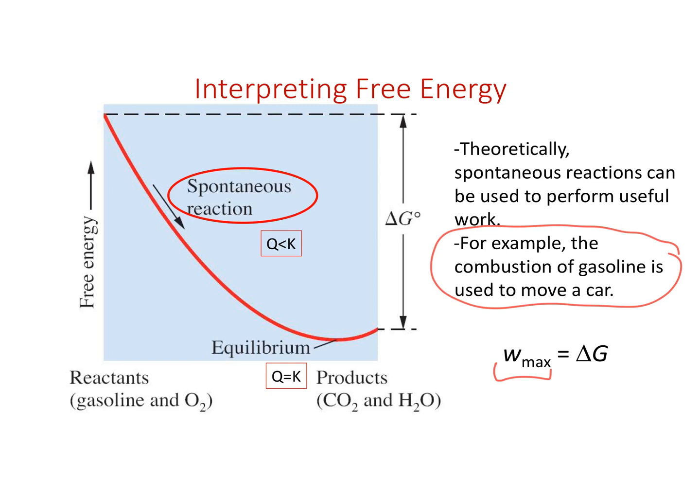And that's for spontaneous reactions, right, where we're moving downhill. This is spontaneous. We're releasing free energy. Let's take that free energy and put it to work by moving our car down the road, or moving our car, right, up a hill. So we can take that energy released from a spontaneous process and use that to get work done.